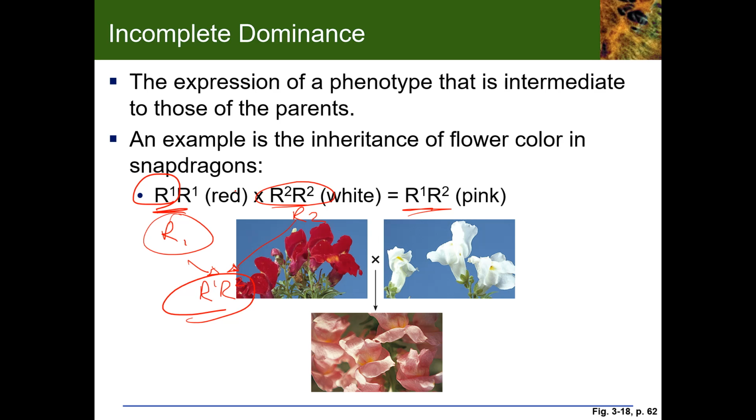And because it's incomplete dominance, one trait doesn't necessarily dominate over the other. You get a blending of the colors. So if one's red and one's white and one doesn't overtake the other, you end up getting this blend. Red and white makes pink. And so the offspring there, the R1R2, is actually a pink color. So it's incomplete dominance.